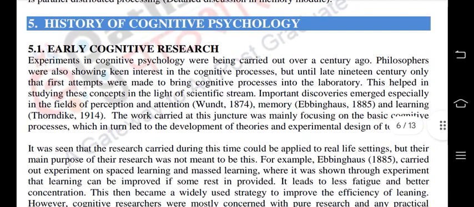History of cognitive psychology. Early recognition research. Experiments in cognitive psychology were being carried out over a century ago. Philosophers were also showing keen interest in the cognitive process, but until the late 19th century, only their first attempts were made to bring cognitive process into the laboratory. This helped in studying these concepts in the light of scientific stream.